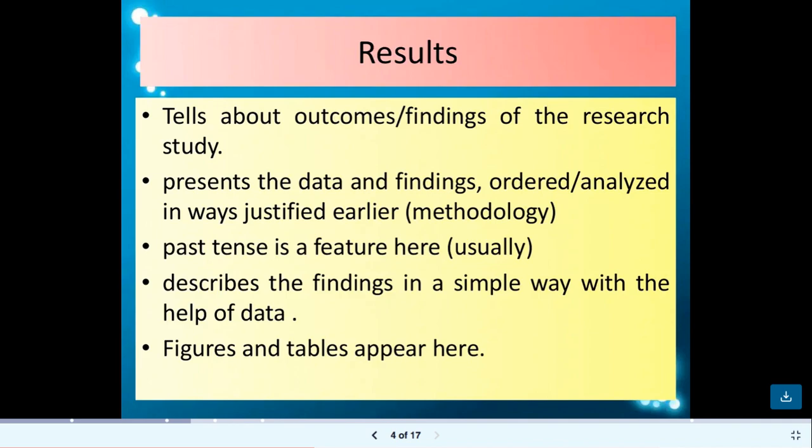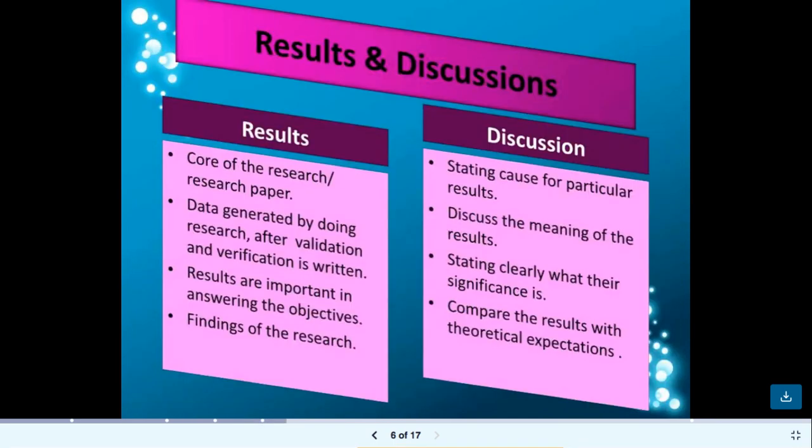Figures and tables appear here. Why figures and tables? Because we believe that figures and tables can help simplify the data you describe in your fourth chapter, result and discussion. So results are the core of the research paper. Data generated by doing research, after validation and verification, is written. Results are important in answering the objectives and findings of the research. We explain it in result.